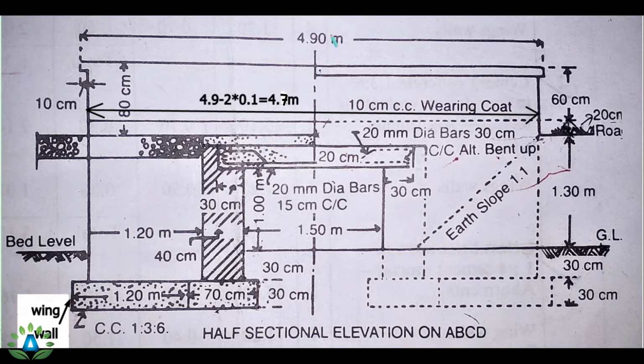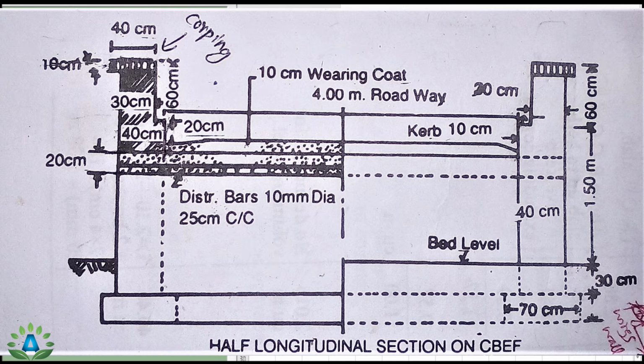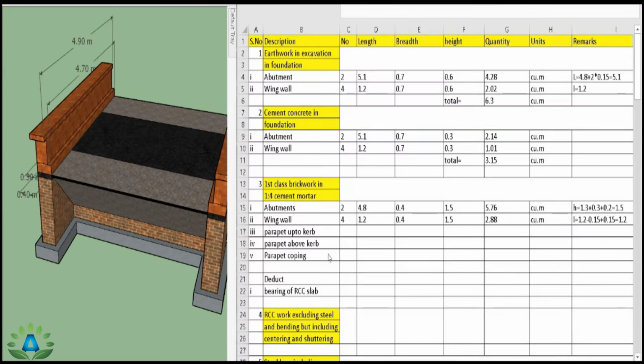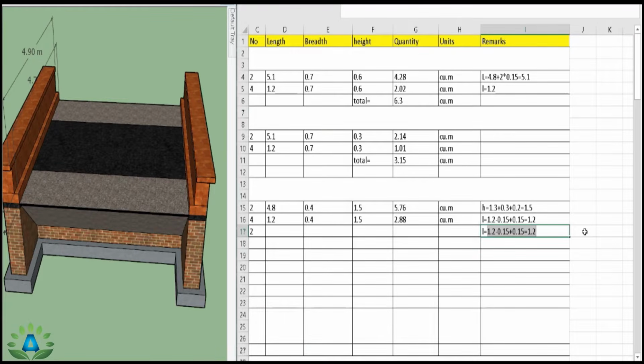So this length is 4.9 minus 0.1 from this side and 0.1 from this side, so our length equals to 4.7 meter. And in 3D this length is from this side up to this side and the width is 40 centimeter. So we have parapet up to the curve 2 in number, that means this portion and this portion, 2 parapets on both sides, and we have this length L equals to 4.9 meter minus 2 times of 0.1, that is 4.7 meter.